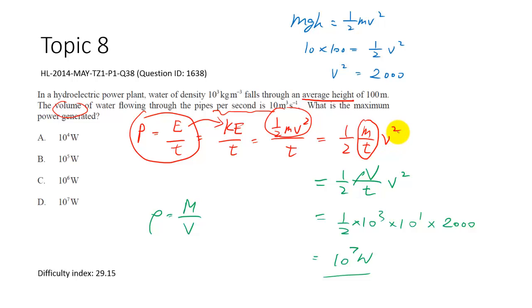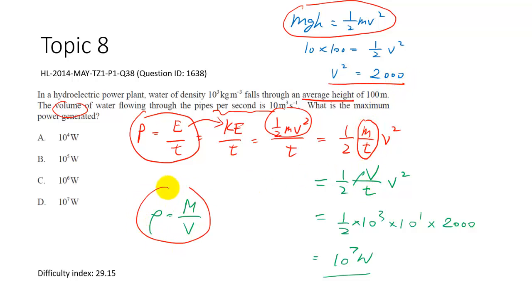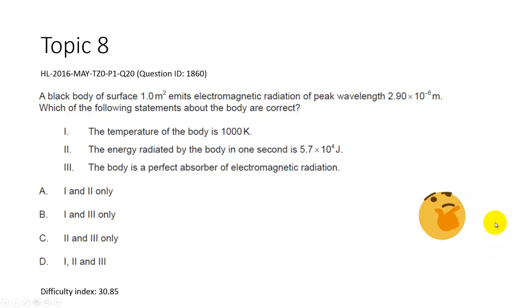As for the v squared, it is not given, but this can be calculated by the conservation of energy, mgh equal to half mv squared, and you can express v squared as 2gh. As for the mass, you can consider density equal to mass over volume, and you can just replace the m with rho, the density, times the volume, and you just substitute everything in and you get the answer, and therefore it's D.